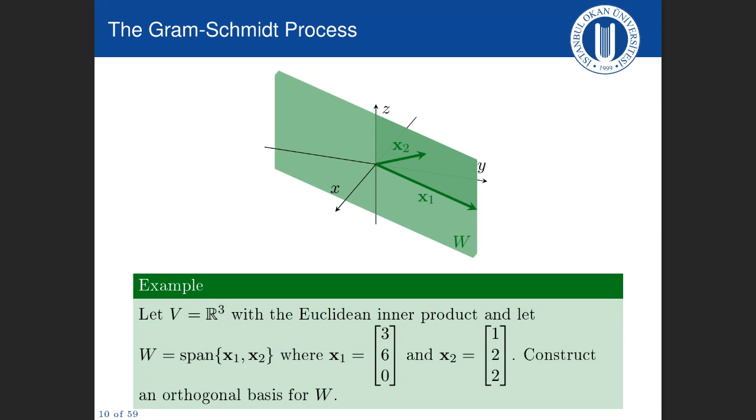Let's do another example. Again, our vector space is going to be R3 with the Euclidean inner product. In other words, we're just using the dot product on R3. Let W be the span of x1 and x2, where x1 is the vector 3, 6, 0, and x2 is the vector 1, 2, 2. Construct an orthogonal basis for W.